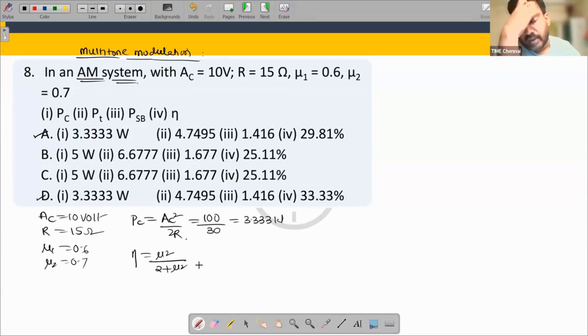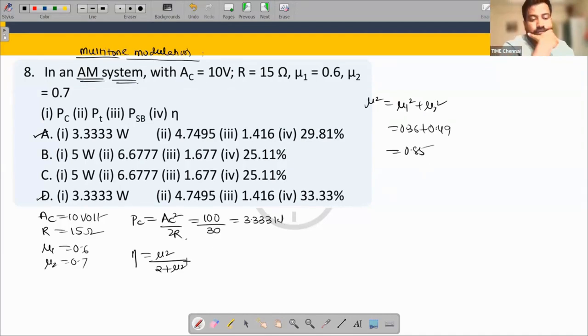Eta is mu_t square by 2 plus mu_t square, where mu_t square is mu1 square plus mu2 square, 0.36 plus 0.49. That's 0.85. So 0.85 by 2.85 into 100, 29.81%. So this will be the answer.